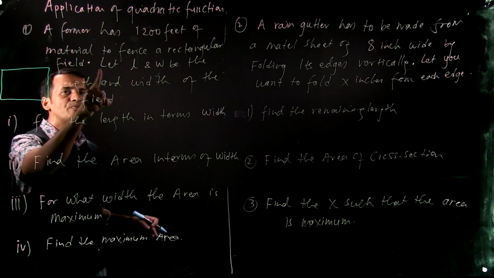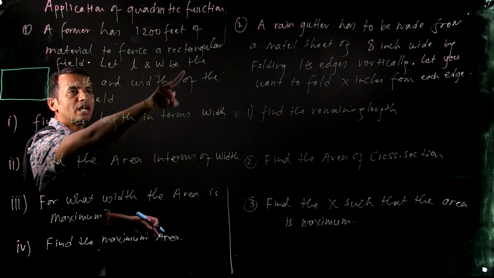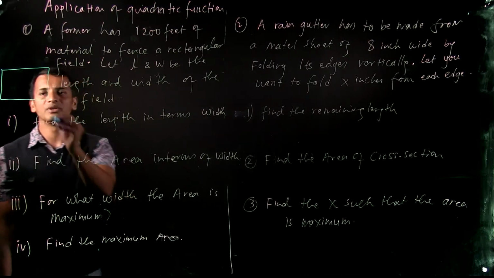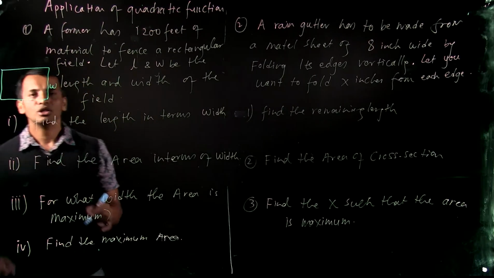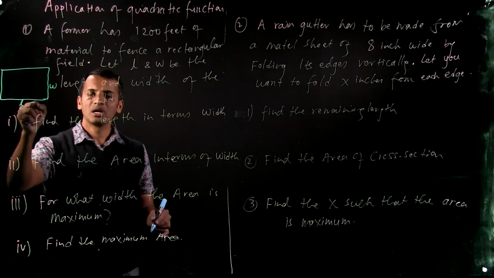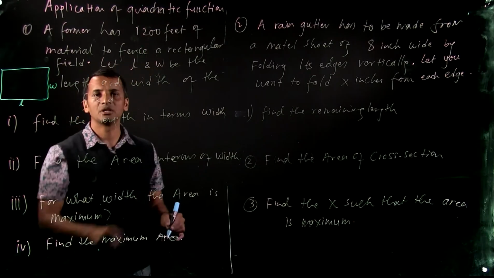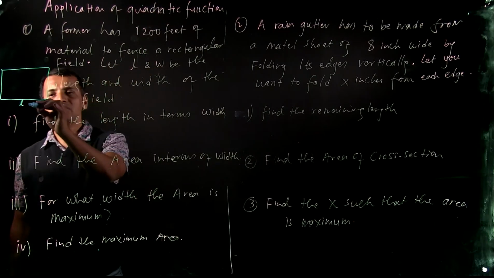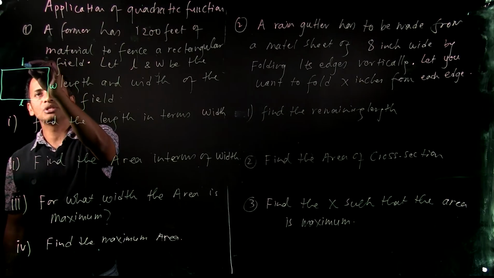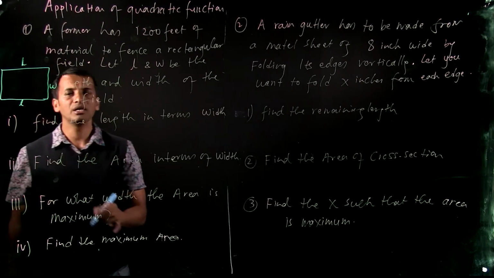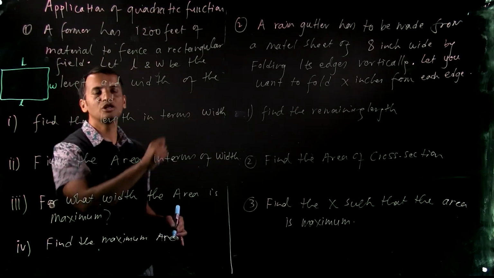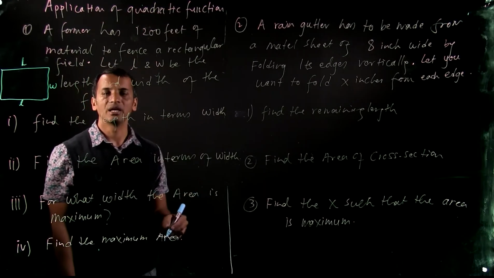We are assuming that L and W are the length and width of the field. So this is L, this is W. He wants to fence this field with the 1200 feet of fencing material. Since this is a rectangular shape, this is also L, this is W. The first question is: find the length in terms of the width. So how do we find that?